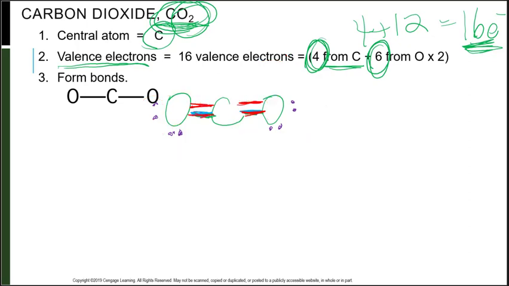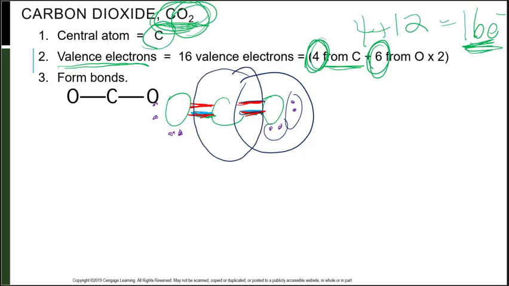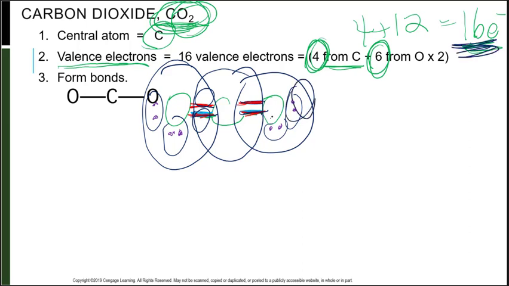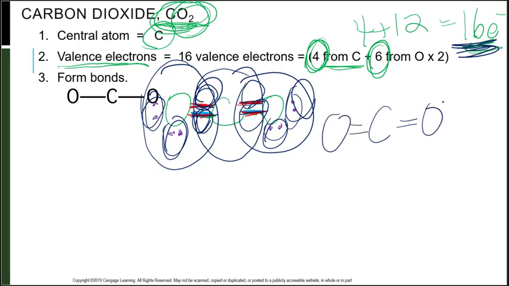Now let's do a quick count. My oxygen on the right has 2, 4, 6, 8. My carbon has 2, 4, 6, 8. And this oxygen has 2, 4, 6, 8. And let's just do a quick count to make sure that we have 16 total. 2, 4, 6, 8, 10, 12, 14, 16. And that gives us our CO2 structure, and each oxygen has 2 lone pairs around it. Doesn't matter where those lone pairs are when we're drawing our Lewis structure.